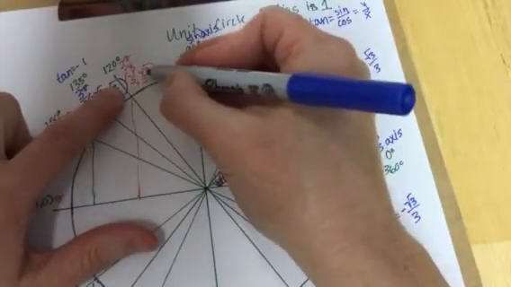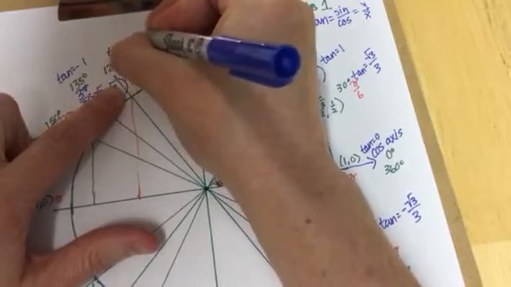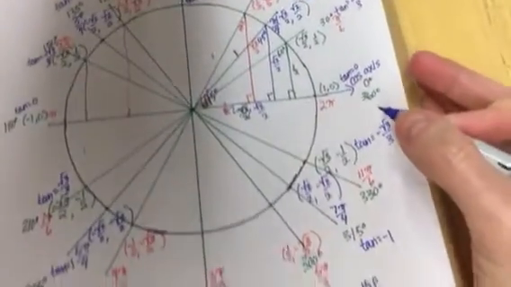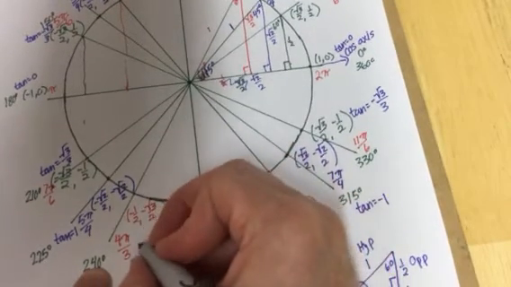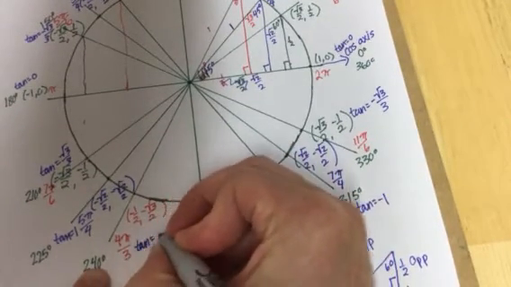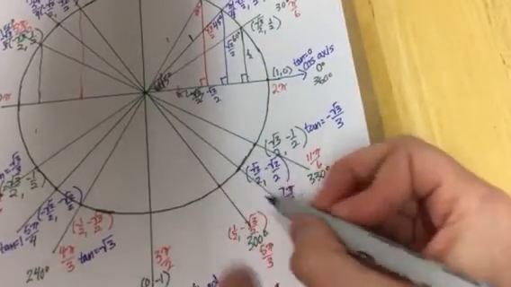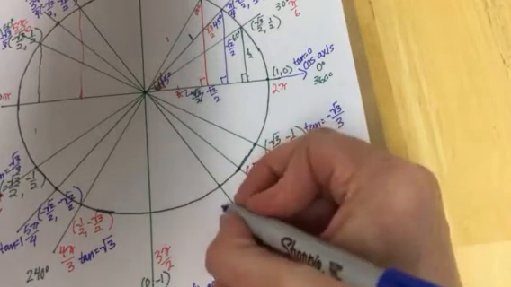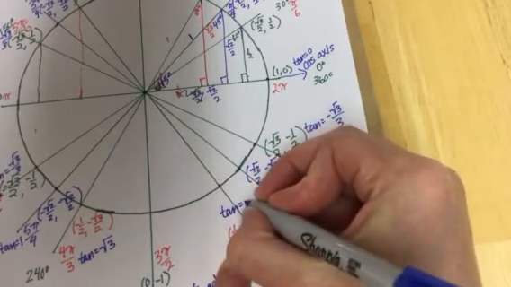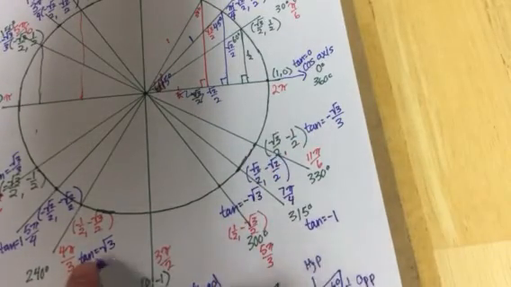At this spot, we've got one positive, one negative, so tangent is negative square root of 3. Down here, we have negative and negative, so tangent will be positive square root of 3. And finally, this one, we have one negative and one positive, so tangent is negative square root of 3. Make sure that you draw the negative so that it's separate.